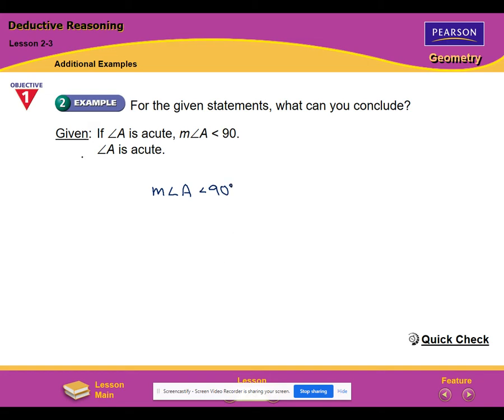Okay? Now, one thing, sometimes they'll be specific like this. It probably would be a better question if they just said an angle. If an angle is acute, then it is less than 90 degrees. And then they say angle A is acute, you can conclude that the specific angle A is less than 90 degrees. I hope that made sense. Okay, next example.